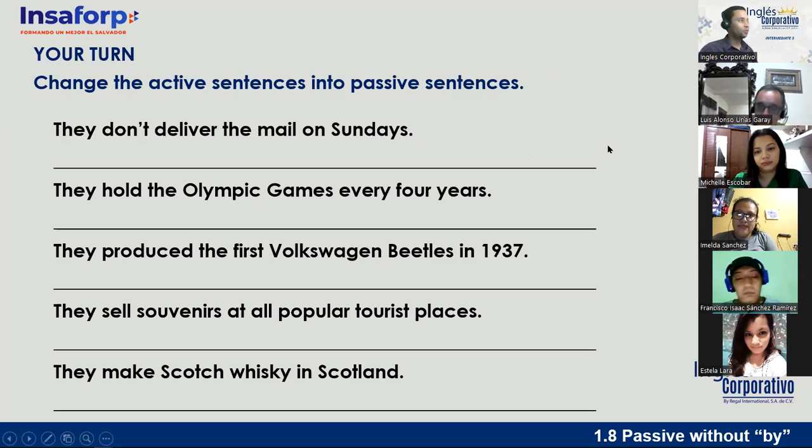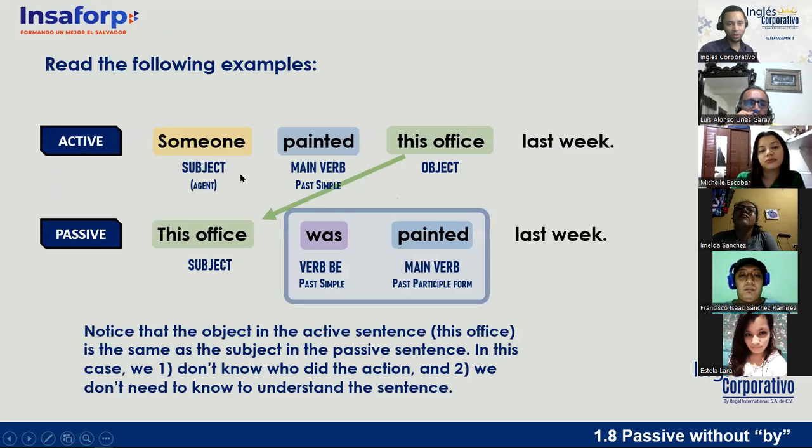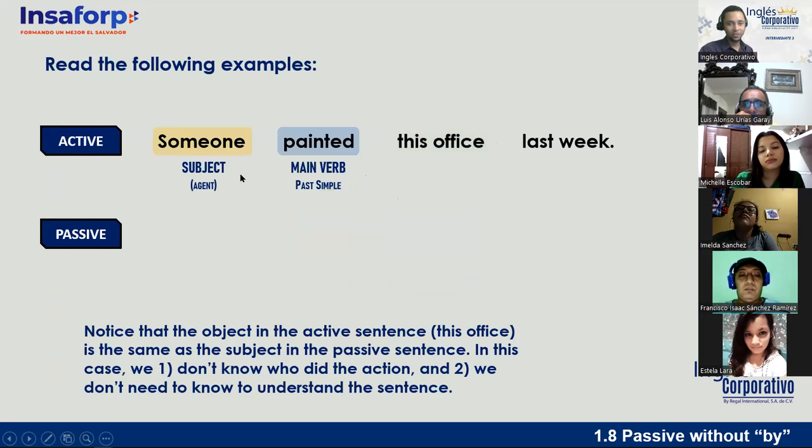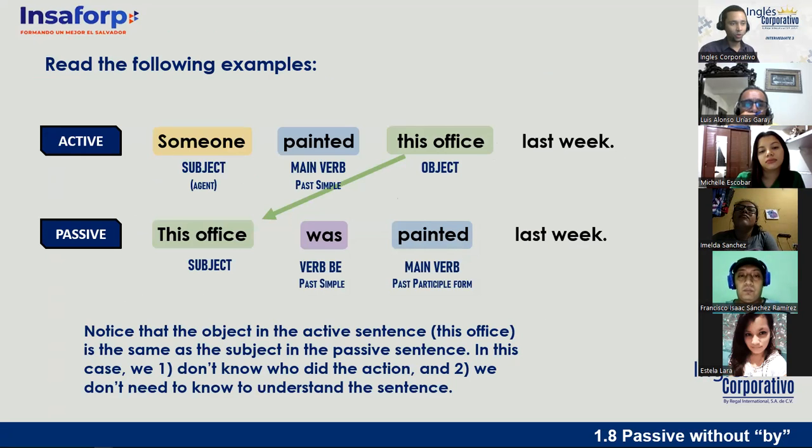What are you going to do? Breakout rooms, okay? I'm going to send you into the breakout rooms. We have 16 people, so four rooms of four people. So change the active sentences into passive sentences. Okay, so what are you going to do here? You're going to do this process, just like this. Someone painted this office last week. This is active, you change it to passive. And you say, this office was painted last week.